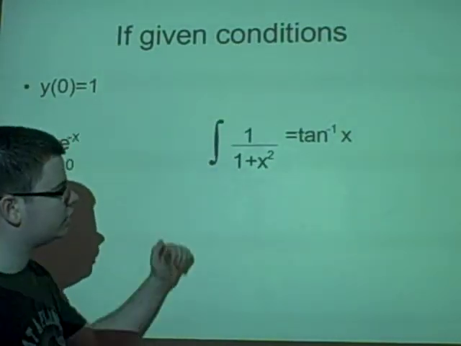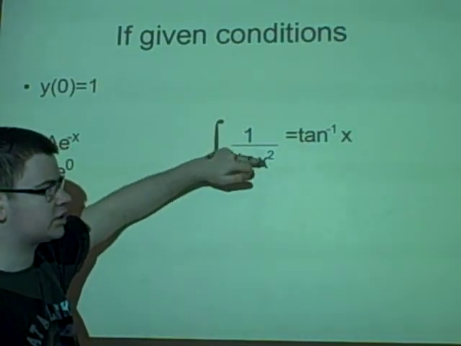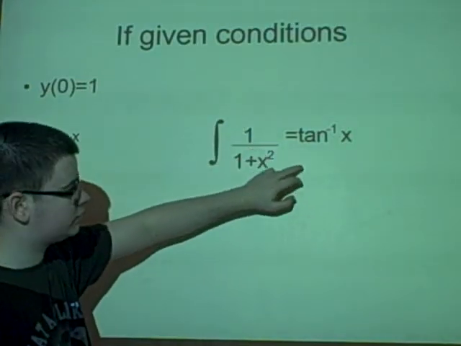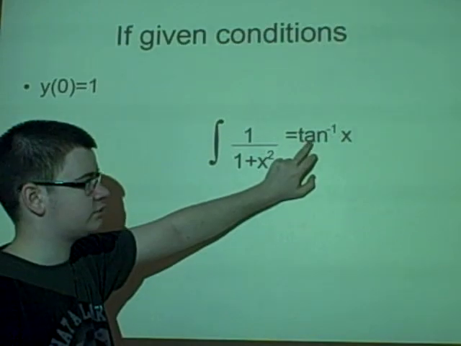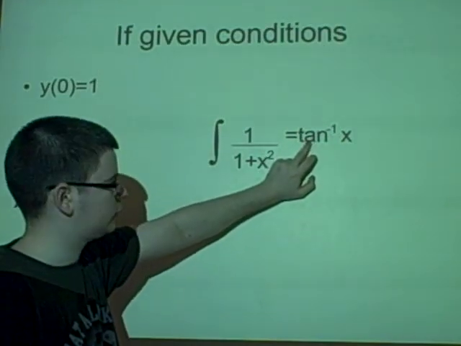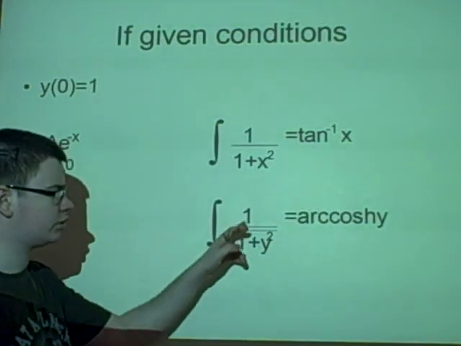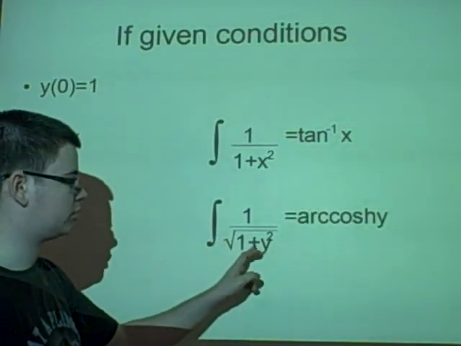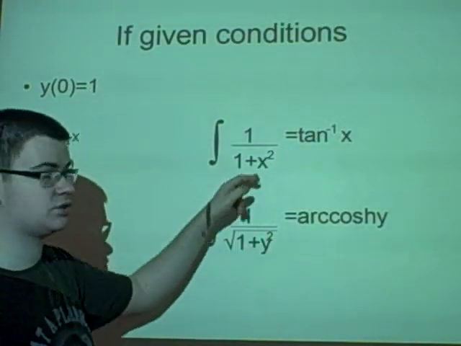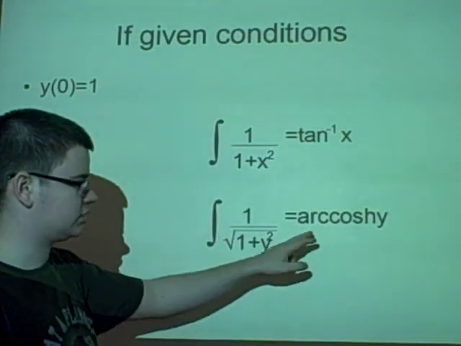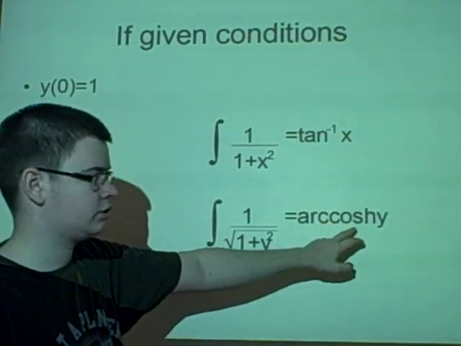Something else we were shown, which I thought was quite useful, is special integrations you might come across. If you come across 1 over 1 plus x squared, that is the inverse of tan x. And another one, the last one he showed us, was the integration of 1 over the square root of 1 plus y squared. Now y and x can change, it could be any letter. That's equal to arc cosh y.